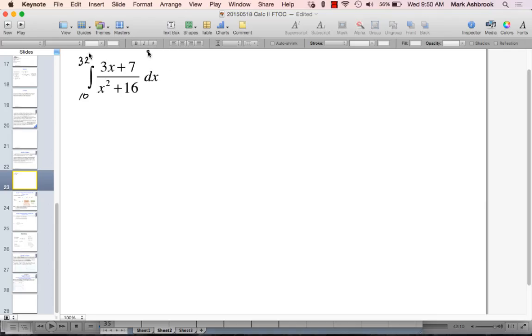And what's the last detail of this? One more important detail here. The net change of the quantity that we're going to find here has this as its rate of change function. 3x plus 7 over x squared plus 16 is the rate of change function.